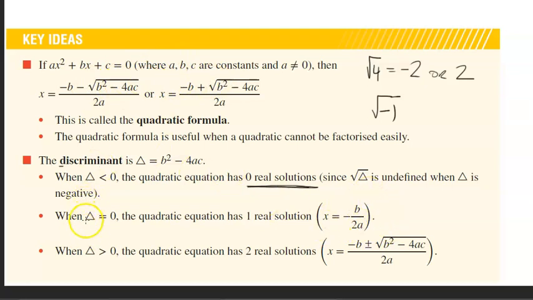When your discriminant is greater than 0, the quadratic equation has 2 real solutions, just as you would suspect, and you would just go ahead and simply plug in your a, b, and your c to get your 2 solutions. So this is why I said potentially. It really depends on what your discriminant is.